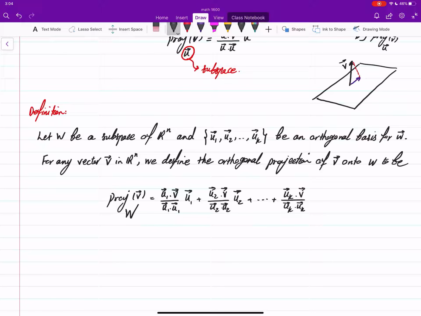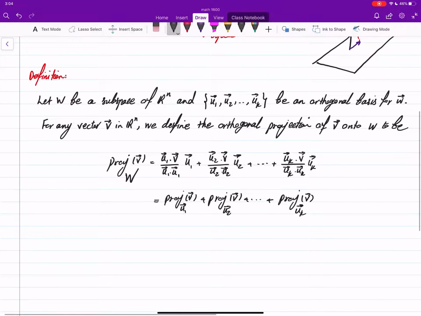What you need to note here is that this is basically projection of v onto U1, then added to projection of v onto U2, and go up to projection of v onto UK.